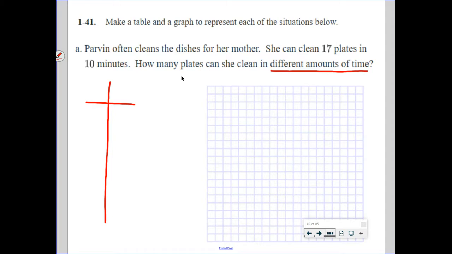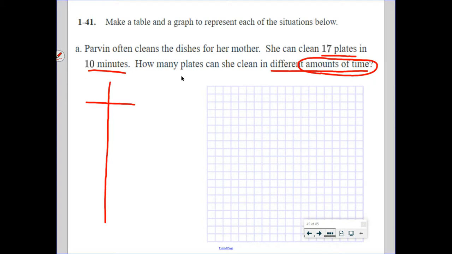Now, when you look at this and she says 17 plates in 10 minutes, holy cow, that's slow. I could probably do 17 plates in 1 minute. So I don't get what type of plates they are washing, but just work with us here, okay? If they're doing 17 plates in 10 minutes and it says how many plates can she clean in different amounts of time, the fact that this is kind of vague is actually a good thing. Take advantage of it, okay?